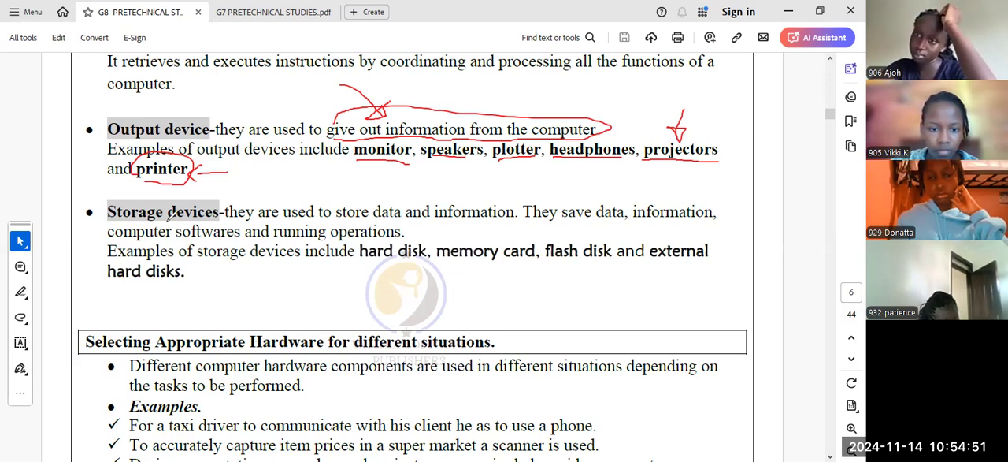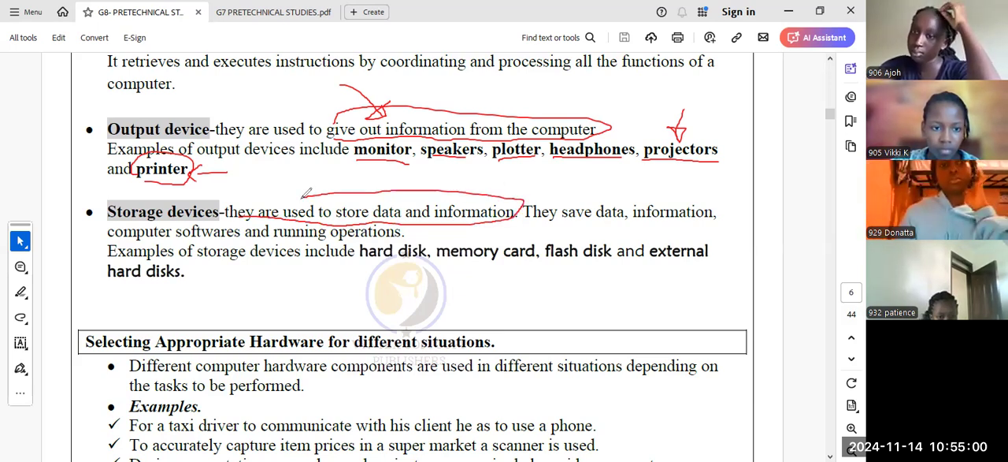Now, with the storage devices, boys and girls, they are used to store data and information, just as the name suggests. Storage, store. They save data, they save information, computer software and running operations. So that is the work of storage devices.